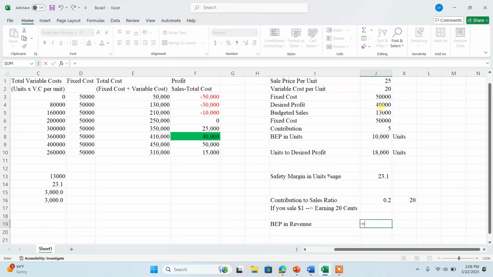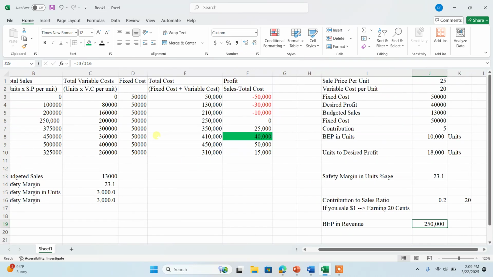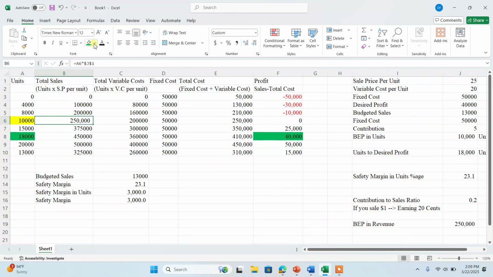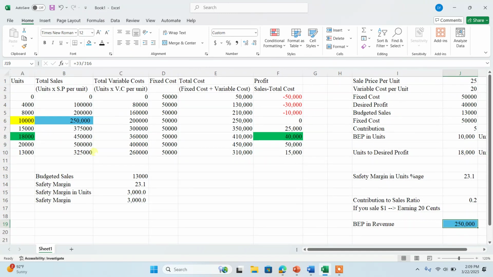Fixed cost is 50,000 divided by the contribution to sales ratio, which is 0.2. So the answer is 2,50,000. You can see that this is 2,50,000, and here it was not required in this case. I just did it for your understanding.